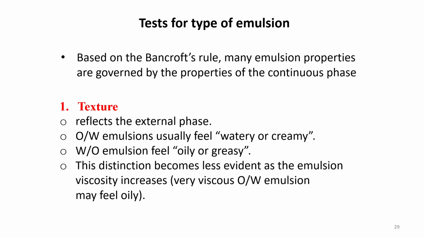Since there are different types of emulsion such as water in oil, oil in water, or multiple emulsions, how are we going to identify the type of the emulsions? Based on the Bancroft rule, many emulsion properties are controlled by the properties of the continuous phase. The texture of the emulsion frequently reflects that of the external phase. Oil in water emulsions usually feel watery or creamy. Water in oil emulsions will feel oily or greasy. So this distinction becomes less evident as the emulsion viscosity increases.